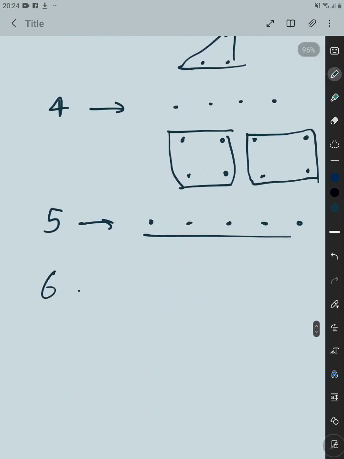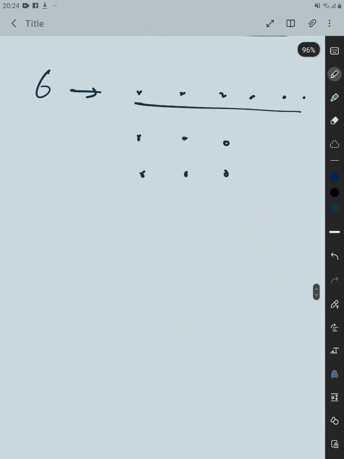Let's take 6. A line can be made by any whole number. So this is a line, and we can make a rectangle also from this. This is a rectangle. So this kind of patterns can be made. Let's take another number. There are many other numbers for which we can make patterns. After some time we'll explain why we are making these kinds of patterns.